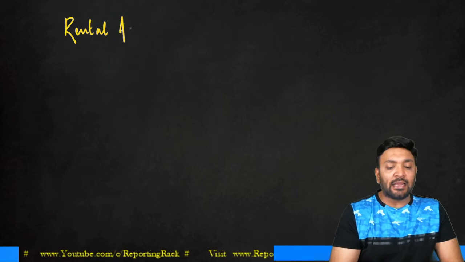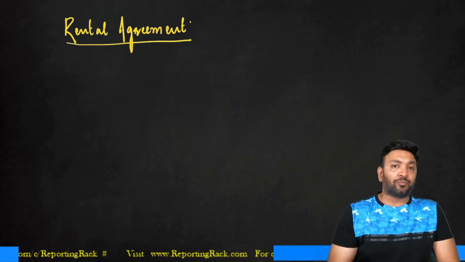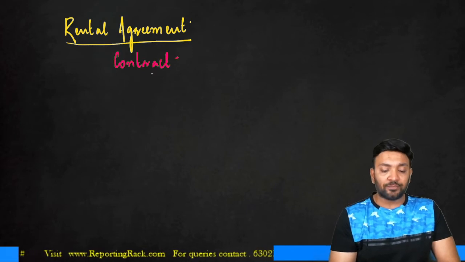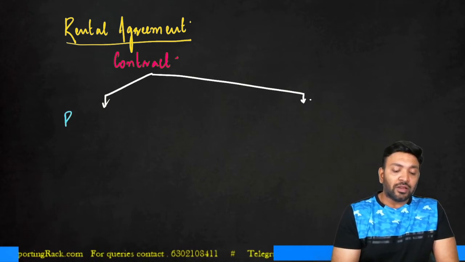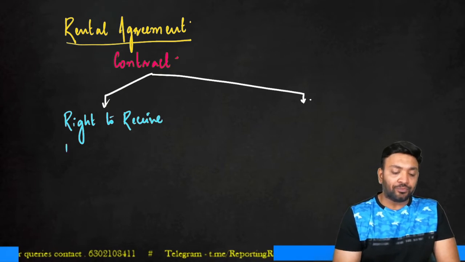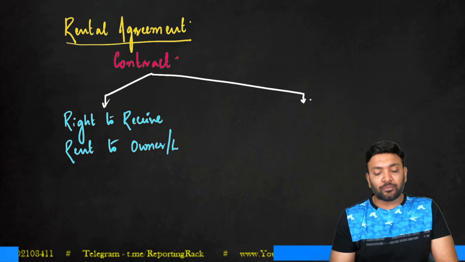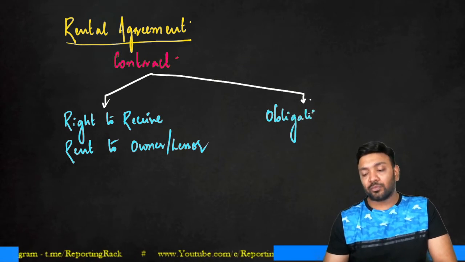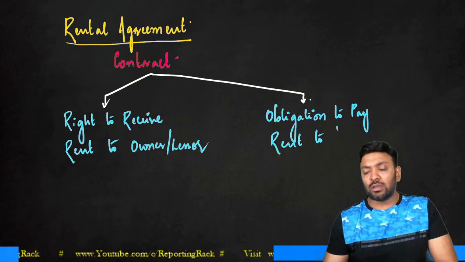Let's say I enter into a rental agreement. A rental agreement is a perfect contract, purely a contract. This contract has given rise to two things. A right to receive rent to the owner or the lessor. Same way, it gives rise to an obligation to pay rent. Who took this obligation? The lessee.